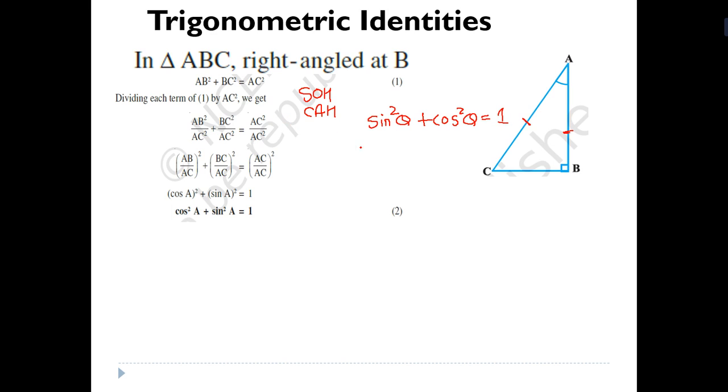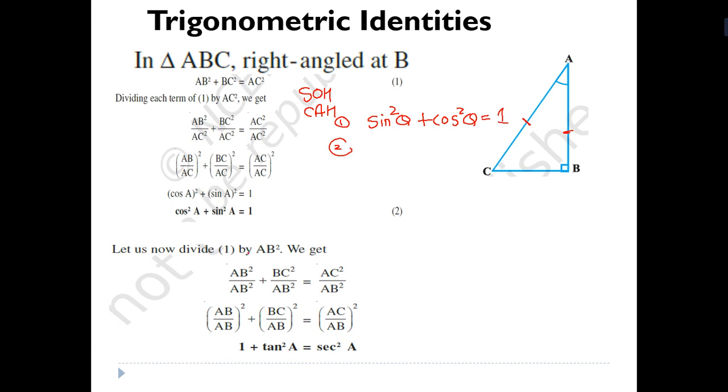How can we make this identity? By applying Pythagoras and dividing by AC square, we get one identity, that is sin square theta plus cos square theta is equal to 1. Same thing, if I divide this equation by BC, we can get another identity. If I divide it again by AB, then we can get another identity.